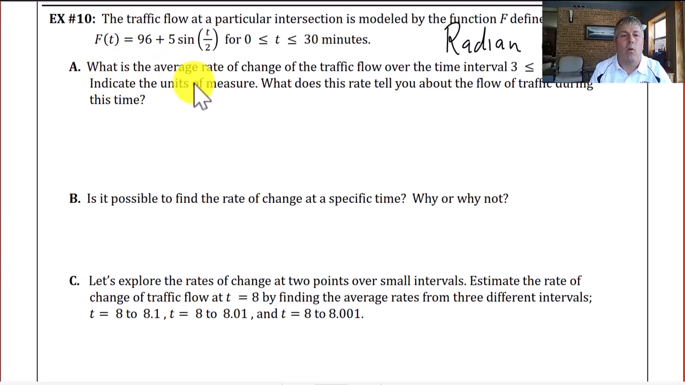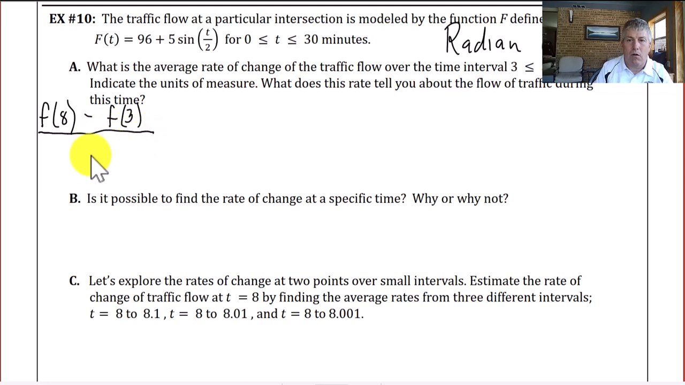So question A, what is the average rate of change of the traffic flow over the time from 3 to 8 seconds? Indicate the units of measure. What does this rate tell you about the flow of traffic? So we're going to have to put 3 into our function, put 8 into our function, and calculate the slope. So we need to find the slope to find our average rate of change. So we'll do f of 8 minus f of 3 all over 8 minus 3.